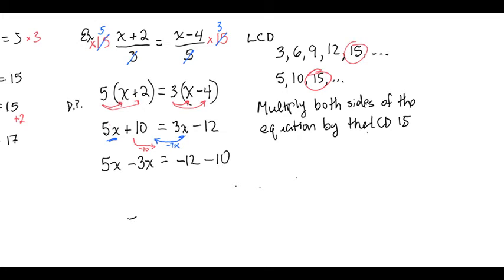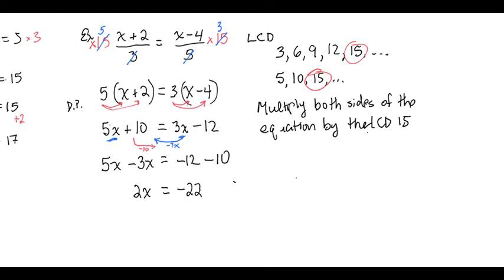Now I have grouped all of my like terms on either side of the equal sign. I keep my equal sign lined up, so I draw that first. Okay, and now I am ready to just subtract, or it's basically a lesson in integers. 5x minus 3x is 2x. Negative 12 minus 10 is negative 22.